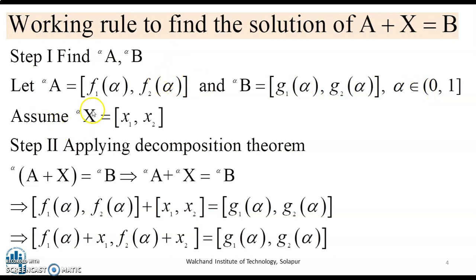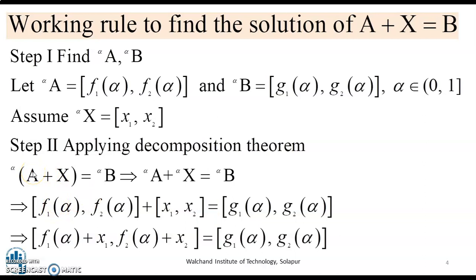And suppose that the alpha cut of x is also a closed interval x1 comma x2, where this x1 and x2 are to be determined. Now the step number 2 is finding this alpha cut of x using a decomposition theorem and by applying some algebraic operations on the closed intervals.